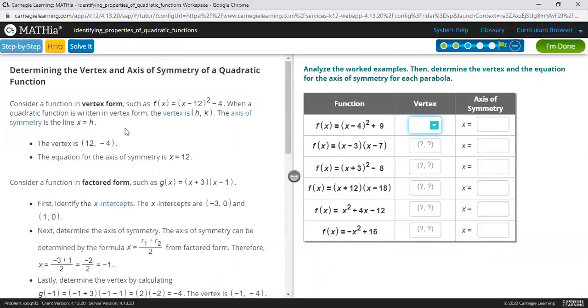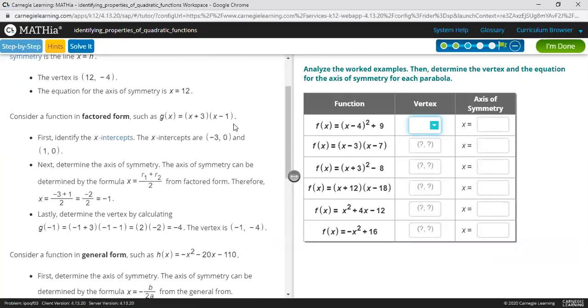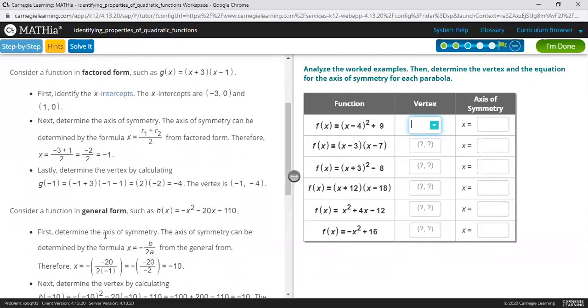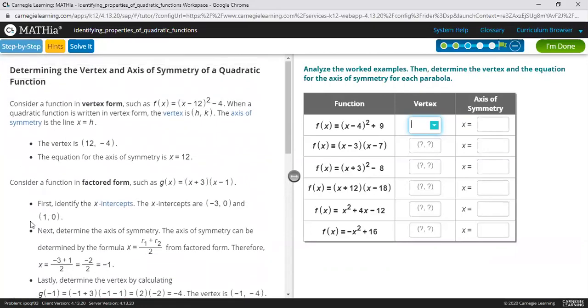All right, so this next section, we're determining the vertex and the axis of symmetry. So remember, the vertex is that maximum or minimum point, and the axis of symmetry is that vertical line that runs right through it. It cuts that parabola perfectly in half. So again, you have a lot of information over here. Let's just look at what we're filling in our chart here.